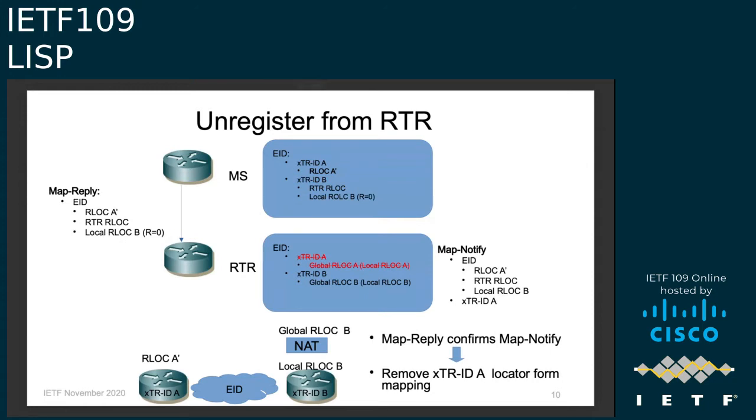The map reply confirms the map notify information. So now we can remove all locators associated with XTR ID A. Here ends the process of unregistration of the XTR ID A from the RTR. Next slide.